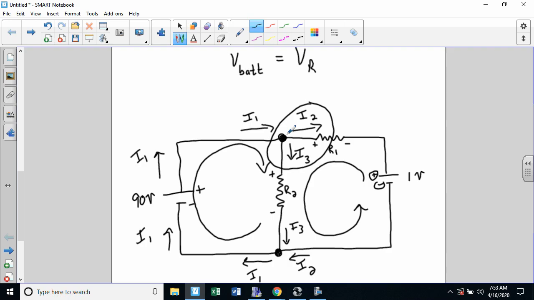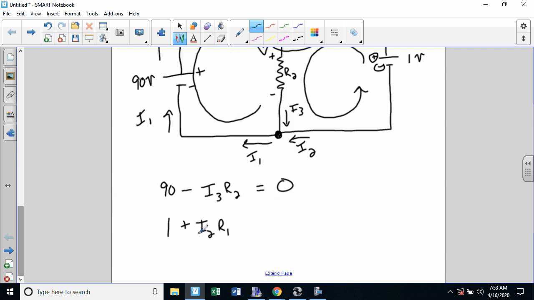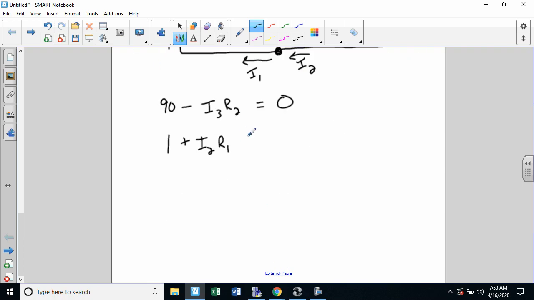Okay? And I'm going to continue on down through R2. If I'm going counterclockwise, my finger is going down, and I'm going from the plus to the minus, so from high energy to low energy. That means in this direction I'm losing energy, I3 times R2. These have to add up to 0, which we understand from Kirchhoff's loop rule. So you can say that 1 plus I2 times R1 is equal to I3 times R2.